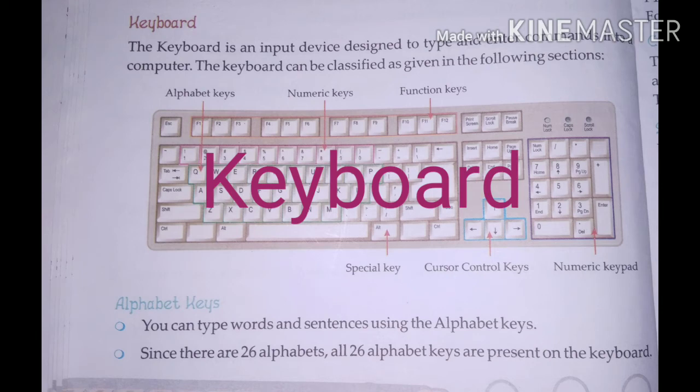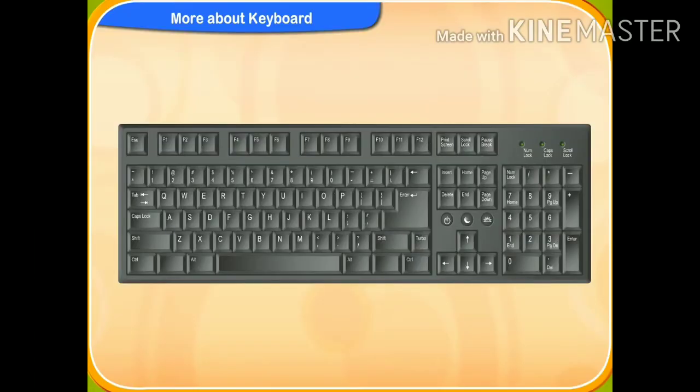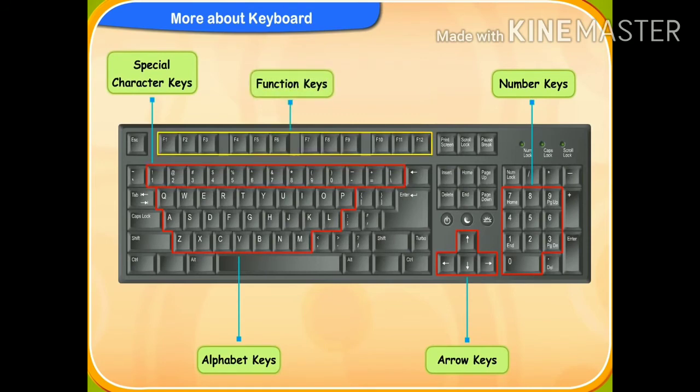The keyboard is an input device designed to type and enter commands into a computer. The keyboard can be classified as given in the following sections: alphabet keys, numeric keys, function keys, special keys, cursor control keys, and numeric keypad. You see a keyboard has 6 different types of keys on it. What are they, Kliko? They are the number keys, arrow keys, alphabet keys, special character keys, function keys and special keys. Tell me more about them.